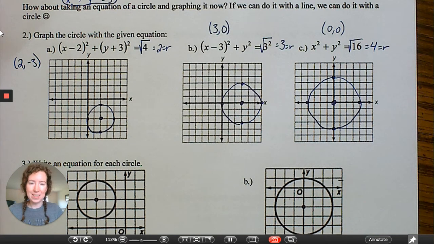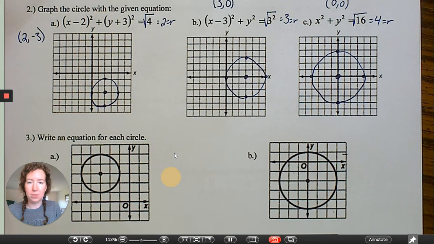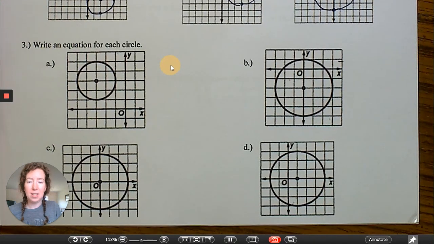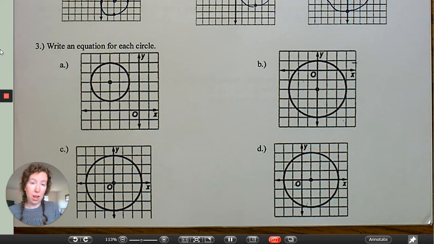All right, the next section is still writing the equation for this circle, just like we did in number 1. The only difference is this time they give us the graph. So from the graph, we need to identify the center and the radius, and then once we know those, we put them into the equation, just like we did in the first one.